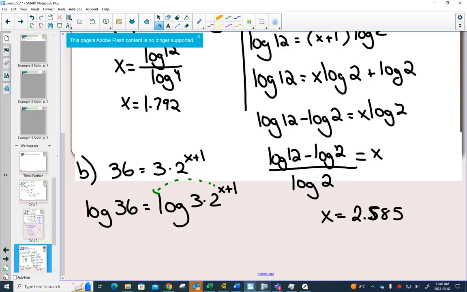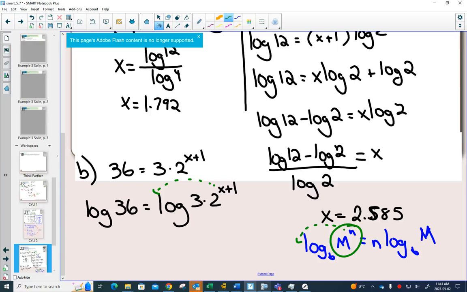Your log law, I'll write it here in blue, on your formula sheet says this, that you are allowed to bring this n out in front if you have log b of m to the n. And the thing to notice is that n is the exponent to the entire thing inside the logarithm. That's an important thing to notice in this formula.